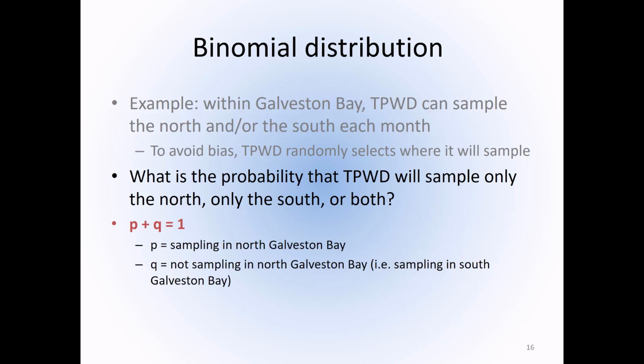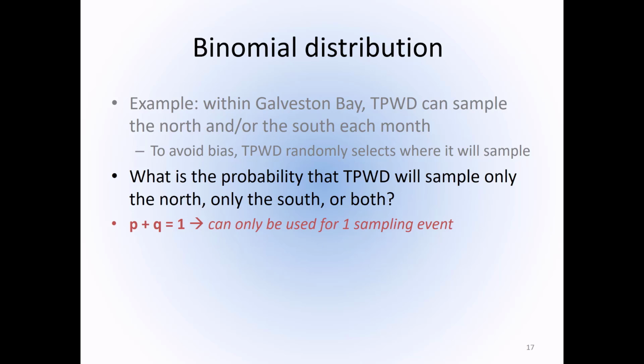So we can designate our sampling in North Galveston Bay as P in this particular instance, and then we'll designate Q as the sampling that takes place outside of North Galveston Bay, so not sampling in North Galveston Bay. In this particular case, it'll be in the southern portion of the ecosystem. Now we can use the following formula, P plus Q equals 1, if we only have one sampling event to determine the probabilities of our respective outcomes, sampling in North Galveston Bay or not sampling in North Galveston Bay.